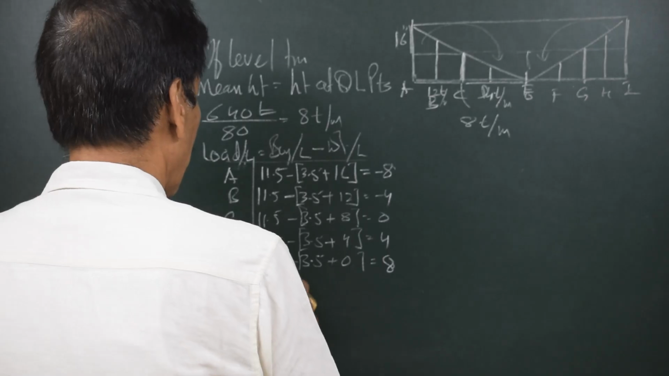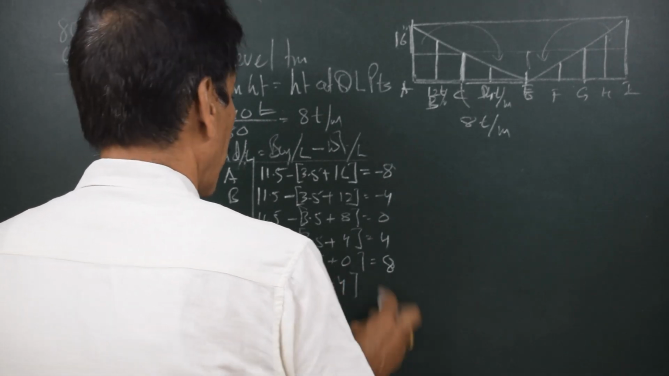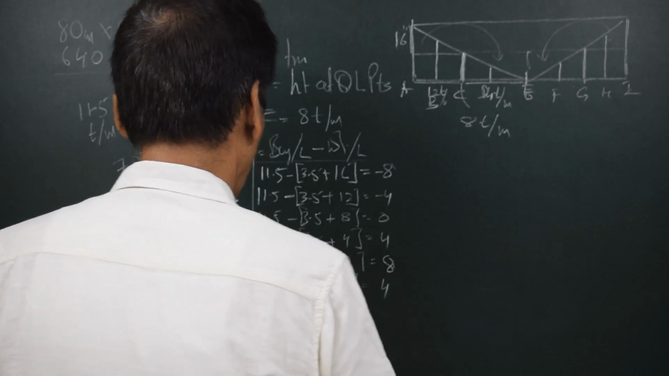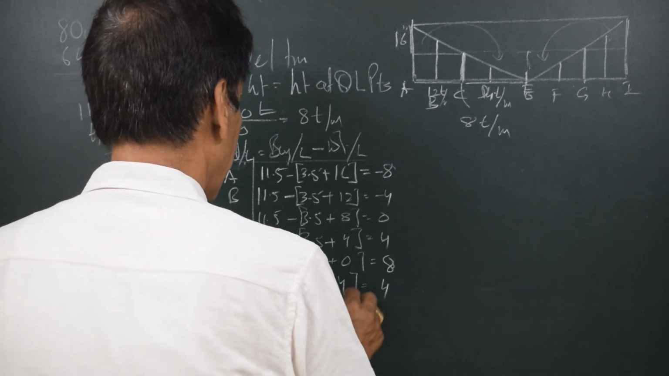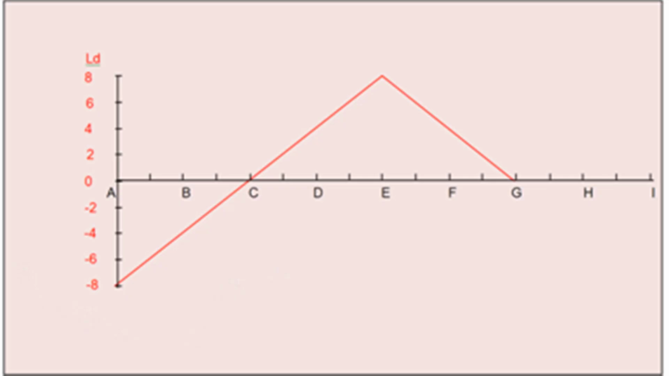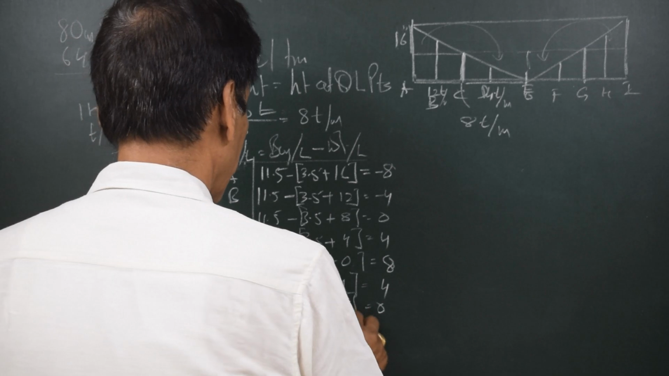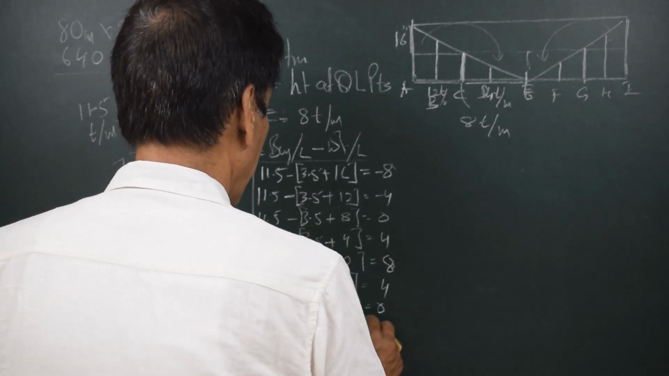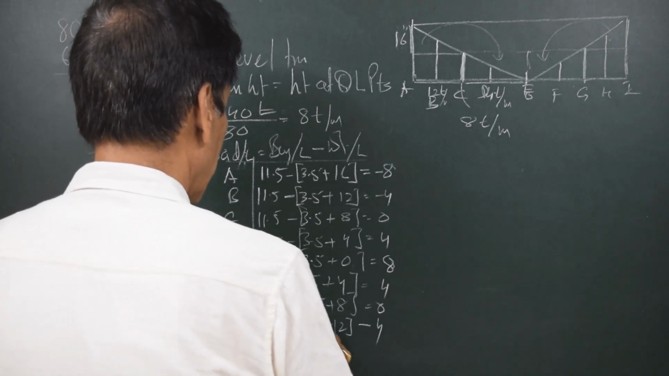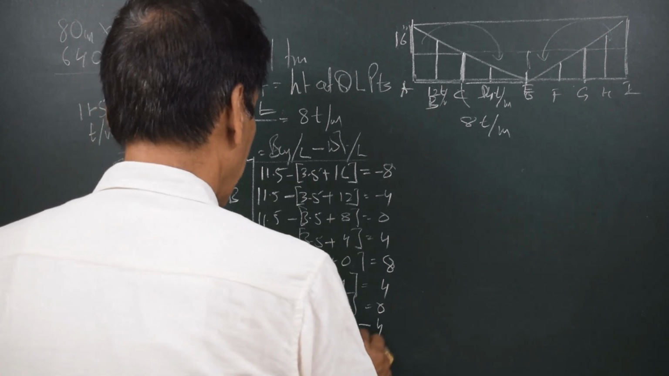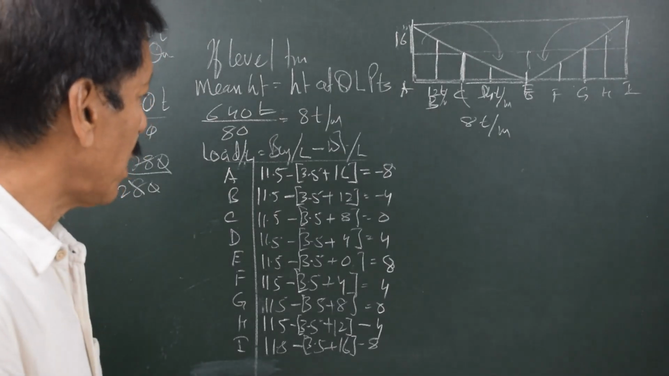At F it is 11.5 minus 3.5 plus 4, so that gives me 4. At G it is 11.5 minus 3.5 plus 8 giving me 0. At H it is 11.5 minus 3.5 plus 12 giving me minus 4. And at I it is 11.5 minus 3.5 plus 16 giving me minus 8. So this is the kind of load curve I get, right?